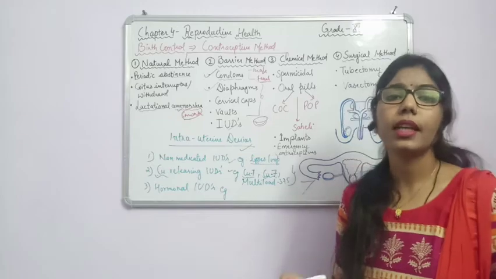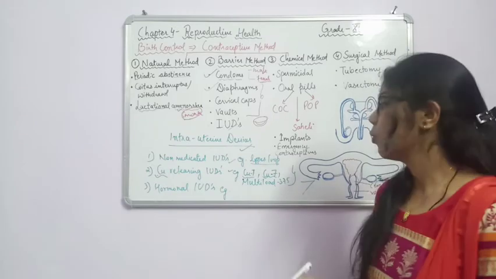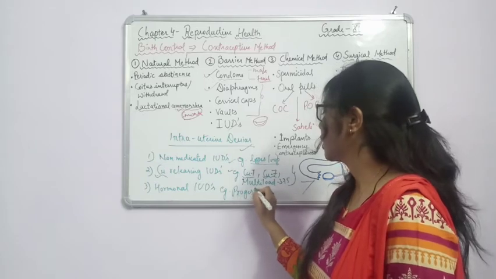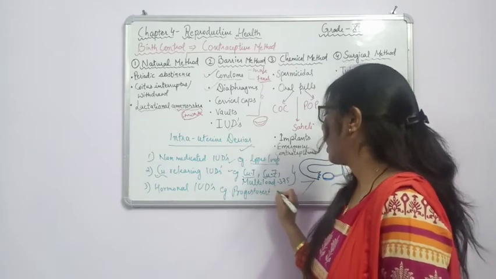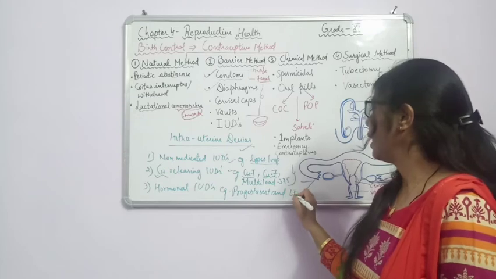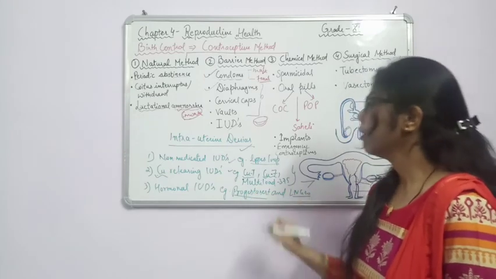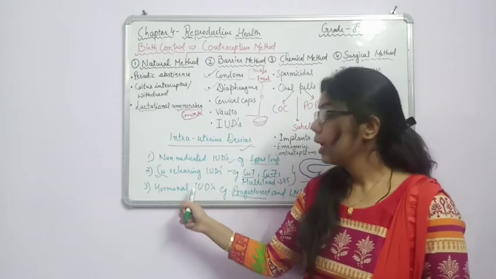It means that they are releasing some hormones. So what can be the hormone? Progesterone, as well as LNG20. So these are hormones which will be released by the hormonal IUDs.